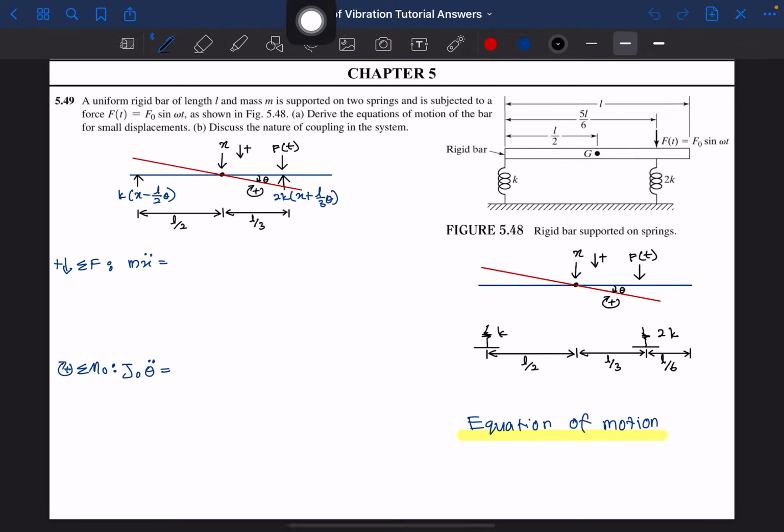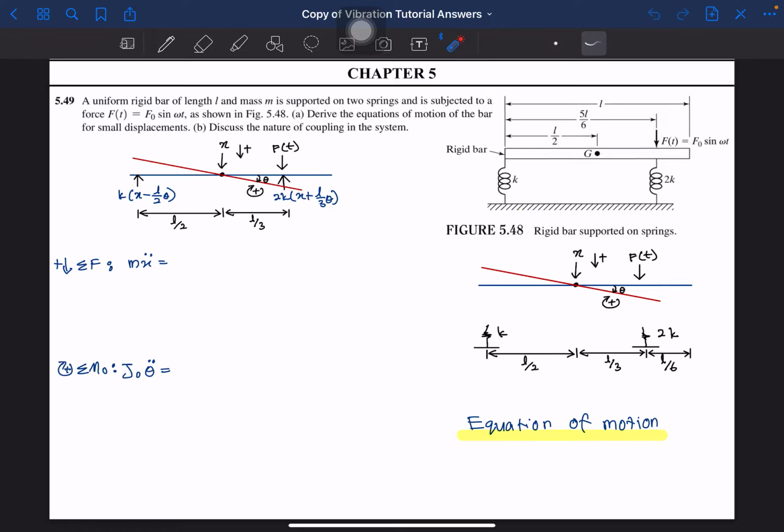Okay, this is problem 5.49. A uniform rigid bar of length L and mass M is supported on two springs and is subjected to a force F(t) = F0 sin omega t, as shown in this figure over here. Derive the equations of motion of the bar for small displacements.